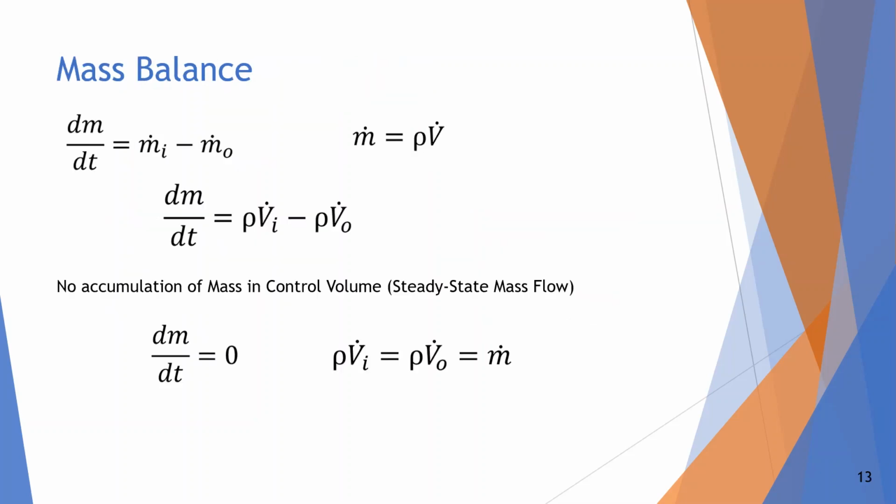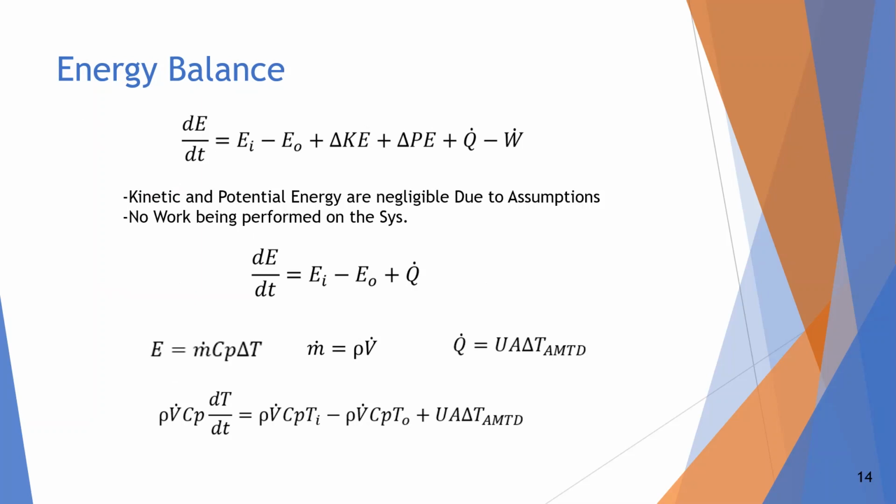Here we see our mass balance equation, and we can see that there is no accumulation of mass in the control volume. It is a steady state mass flow. We can see that the flow in is equal to the flow out. Now we begin the energy balance.